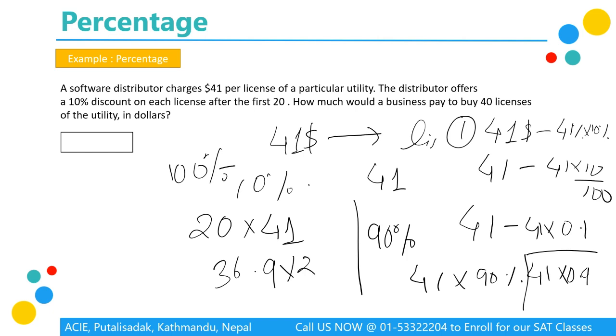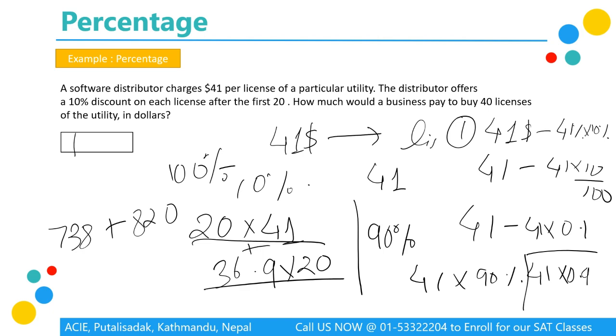And use it for the coming 20 को लागि भयो. So this plus this is supposed to be our answer. So 36.9 into 20 is going to be 738, plus we have 20 into 41, which is going to be 820, which is going to give us 1558. So that is the total amount required by a certain company to make 40 licenses.